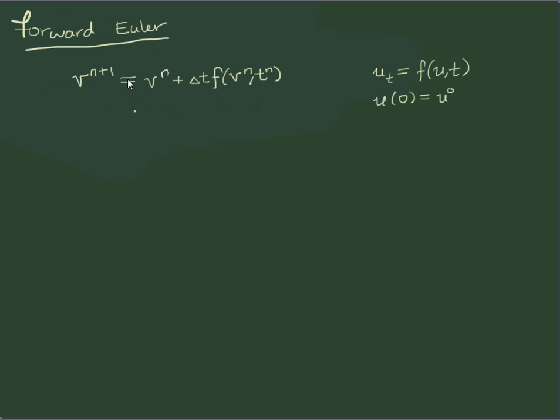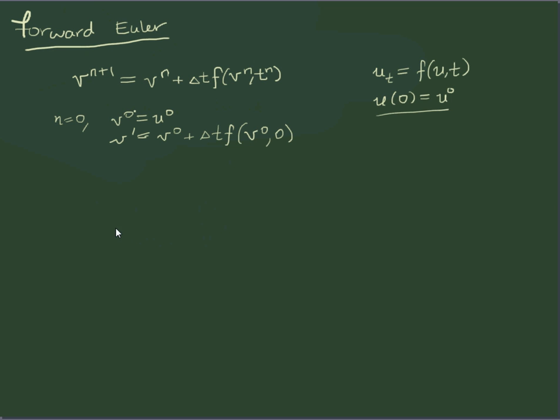So let's see what happens. At time step n equals 0, we have already that v0 is equal to u0. That's the given information from the problem. Now, how do we get to v1? Well, the method tells us if we substitute in n equals 0, we end up with v1 is equal to v0 plus delta t times f of v0 and t0, which is 0.